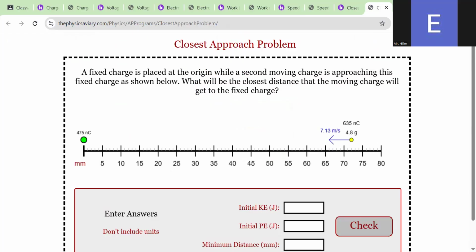This is called closest approach. Now, we're going to use conservation of energy with this, but going backwards. So think about this. We have 2 positive charges. They will repel each other. So there's only going to be a certain distance that the moving charge on the right is going to be allowed to get to the stationary charge on the left before it stops. So this will be our strategy.